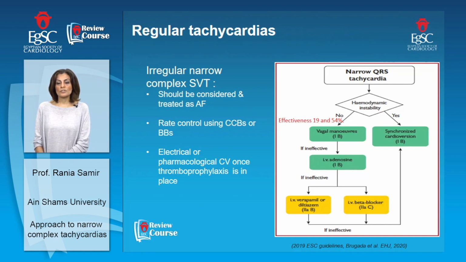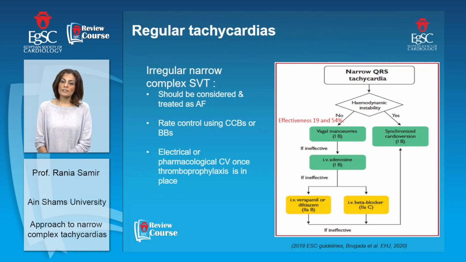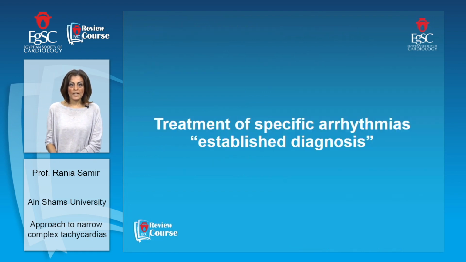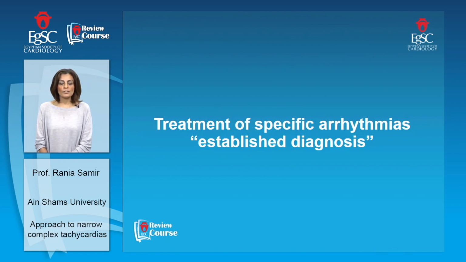You start with a dose of 6 milligrams and titrate in incremental doses up to 18 milligrams. If it turns out to be ineffective, you can go to the second line drugs, which are calcium channel blockers and beta blockers. And if that doesn't succeed, you can give a synchronized DC shock.